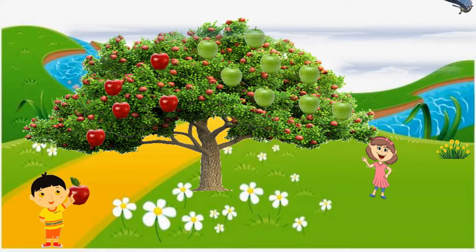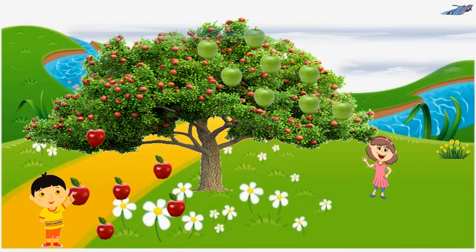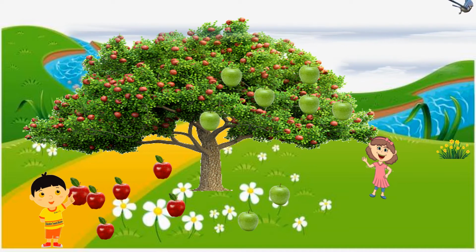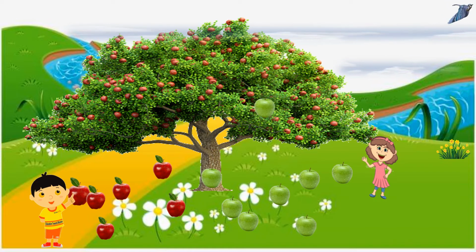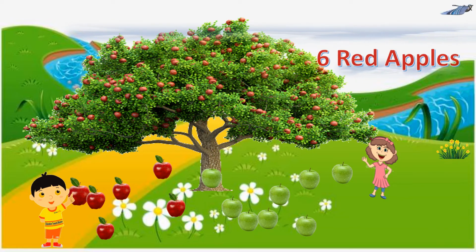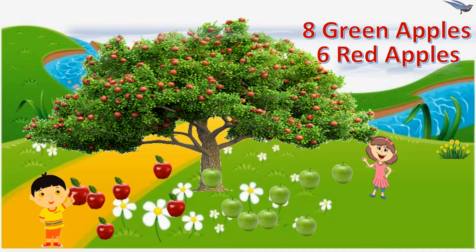1, 2, 3, 4, 5, 6. There are 6 red apples. And let's count the green apples now. 1, 2, 3, 4, 5, 6, 7, 8. There are 6 red apples and 8 green apples.